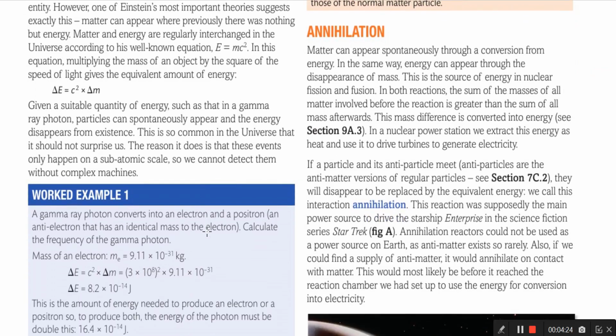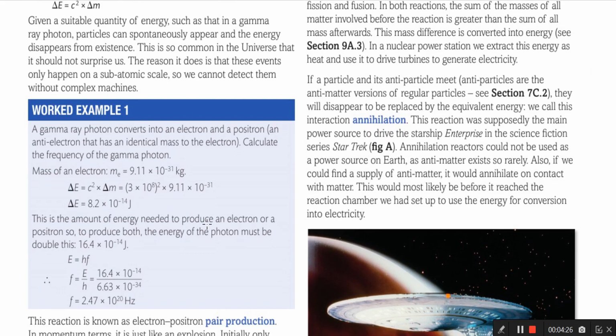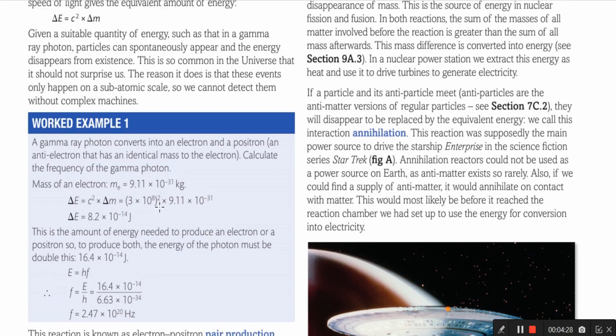So here is a mathematical example. Look at the worked example. A gamma ray photon converts into an electron and a positron. The positron is the antiparticle that has a mass identical to the electron. Calculate the frequency of the gamma photon.